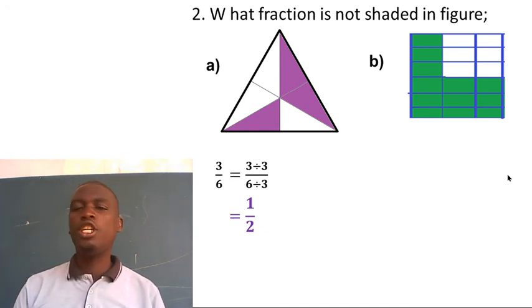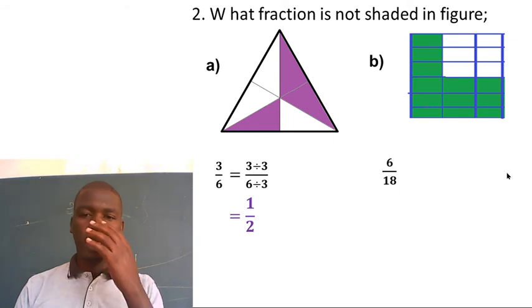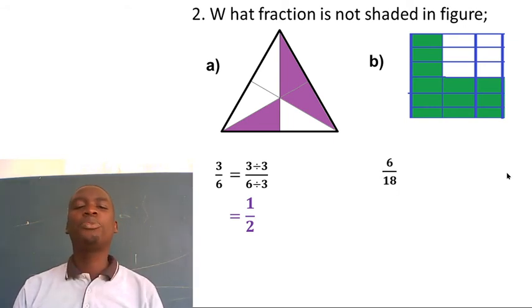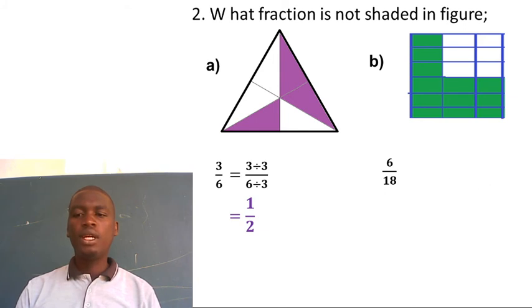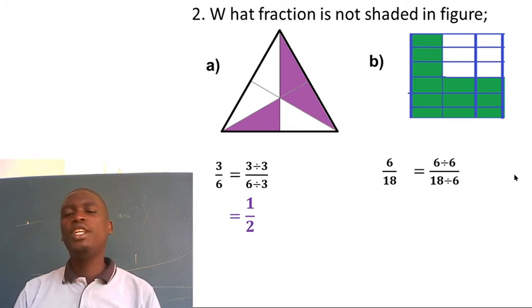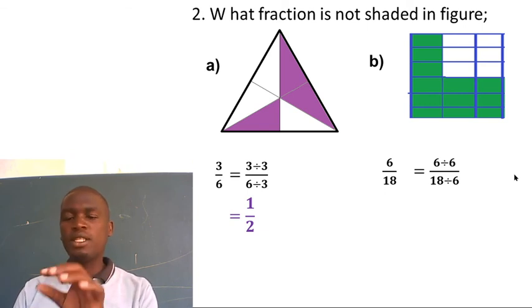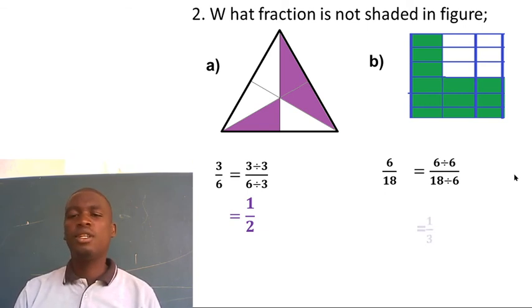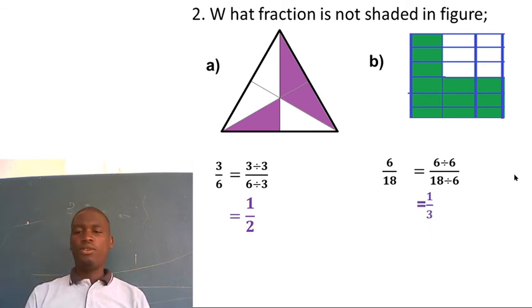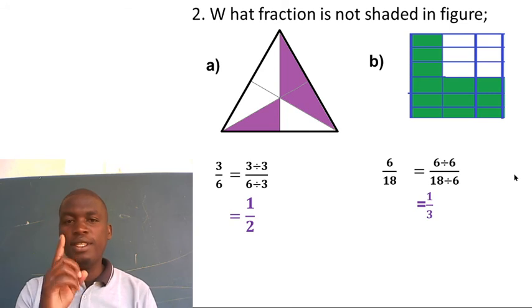The parts which are not shaded, we shall look at it from here by saying it is 6 out of 18. How many? 6 out of 18. So 6 out of 18, 6 and 18. Don't you think there is a common factor there, dear learners? Let us take a look at 6 and 18. It seems there is a common factor. So we shall say 6 out of 18 is the same as 6 divided by 6 out of 18 divided by 6. And what is our answer? The answer is 1 out of 3.